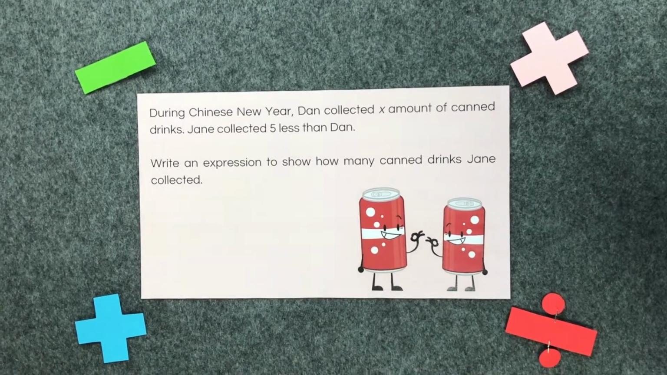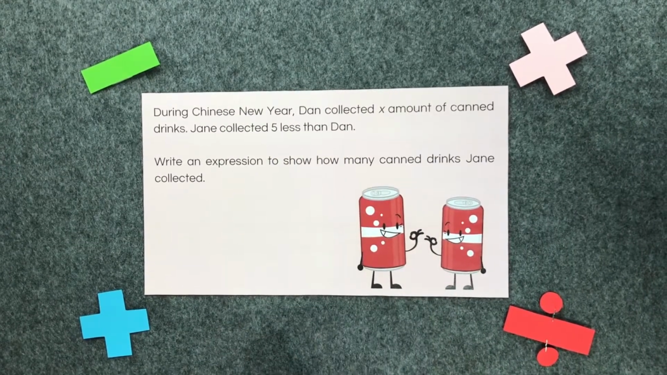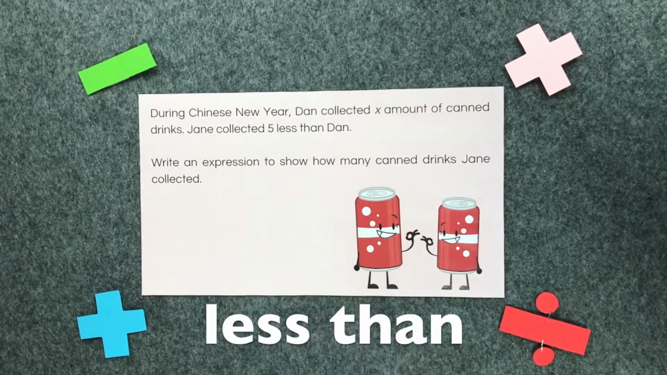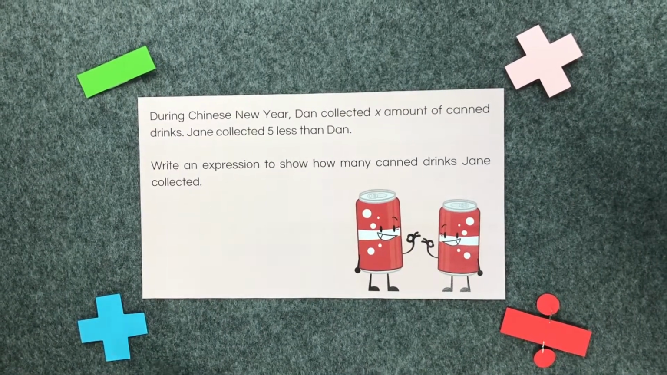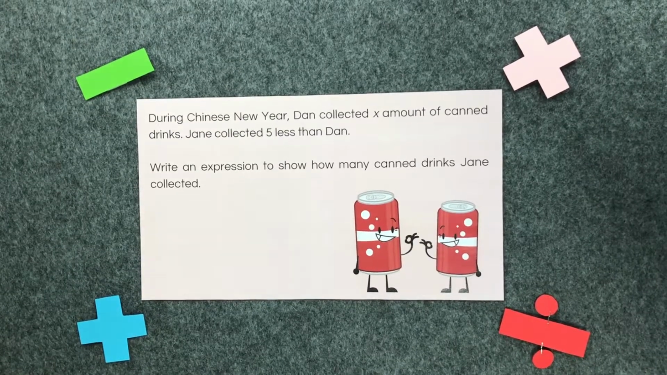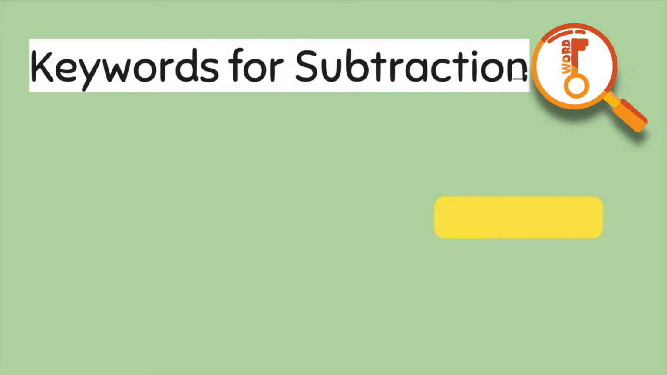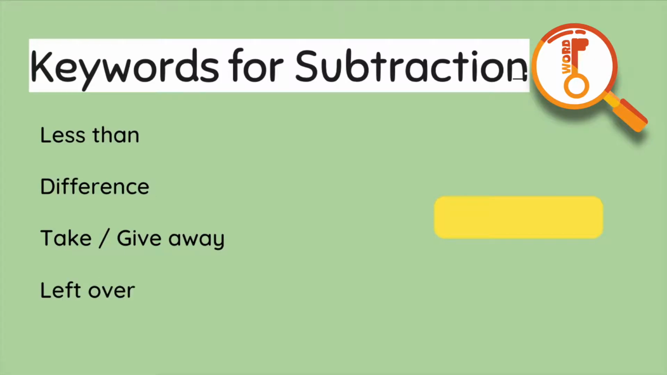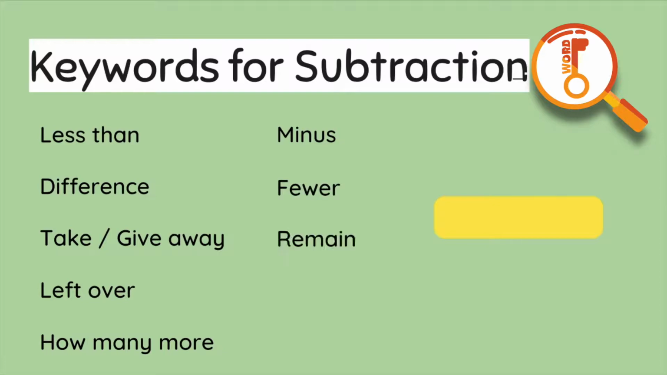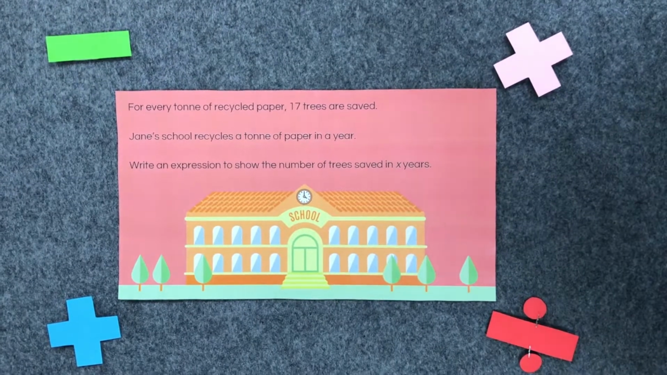So we know that Dan collected X amount of canned drinks and Jane collected 5 less than Dan. So students need to underline the keyword "less than." The keyword "less than" means subtraction. When we ask the students to write an expression, the expression that they need to come up with is X minus 5. Here are the keywords for subtraction: less than, difference, take or give away, leftover, how many more, minus, fewer, and remain.